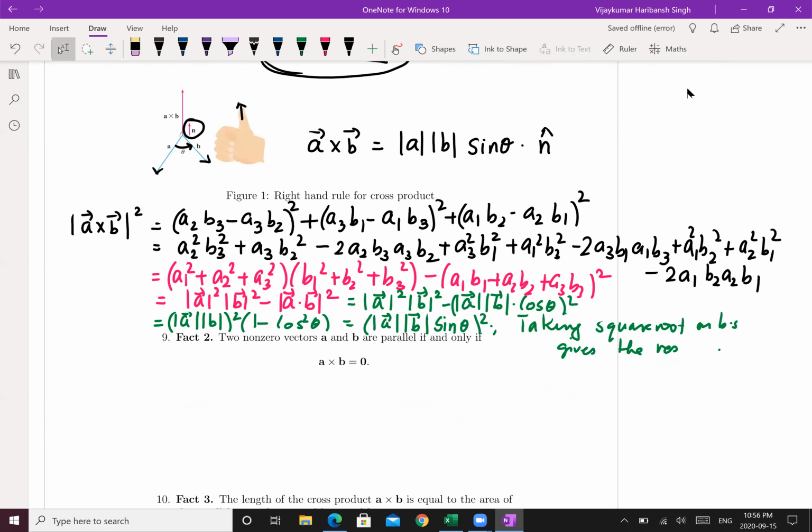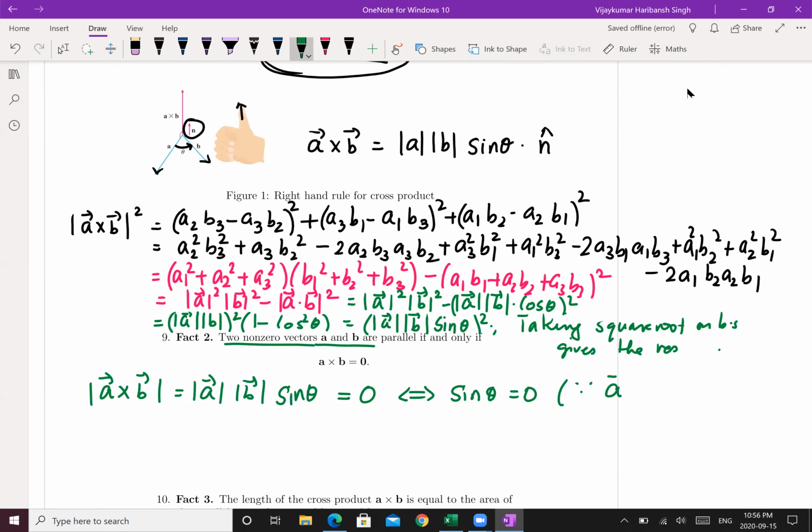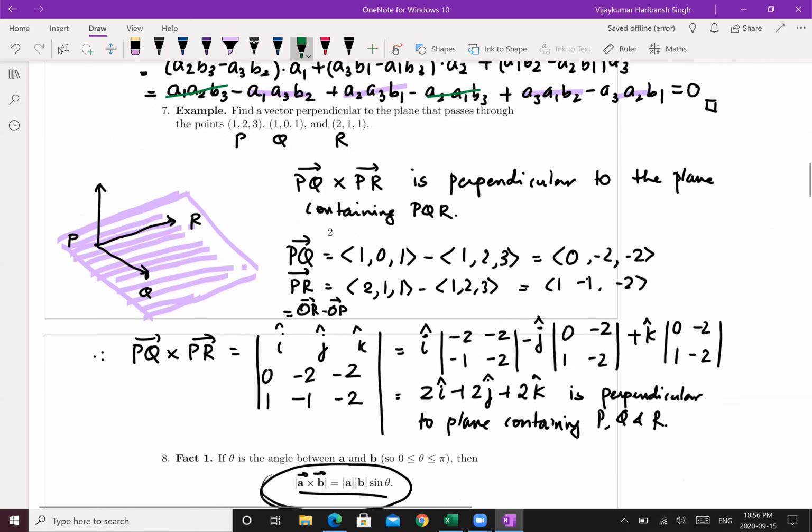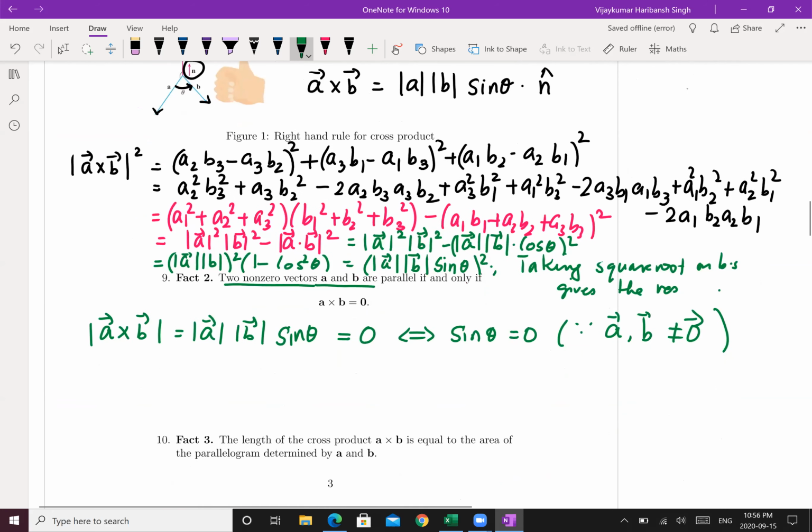So this clearly means that length of a cross b is length of a times length of b sine theta. This is 0 if and only if what? So a and b are non-zero vectors, right? So this is only if sine theta equals to 0, since a and b are non-zero vectors, so their length cannot be 0, right? And that means what? So what is your theta? So theta is between 0 and pi. So this implies theta equals to 0 or pi, implying they are parallel. Yeah? Or if you want to use, they are parallel or anti-parallel. All right.